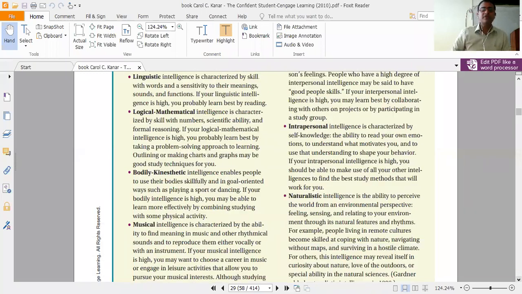Number one is linguistic intelligence. Linguistic intelligence is characterized by skill with words and a sensitivity to their meaning, sounds, and functions. If your linguistic intelligence is high, you probably learn best by reading. Is this clear?